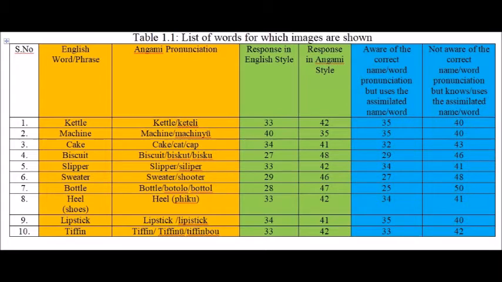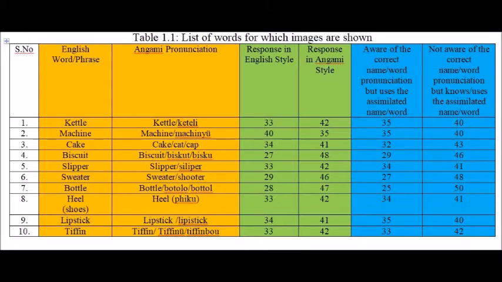The data that we have collected from all the 75 samples are transferred into a table. For better understanding, I have categorized the columns into 3 different colors: orange, green, and blue. In every color, you can notice 2 columns. In orange color, the first column is for the word, how it is pronounced in English. The second column is the same word pronounced by Angamis.